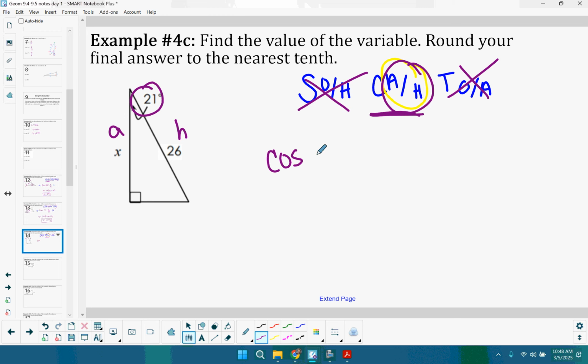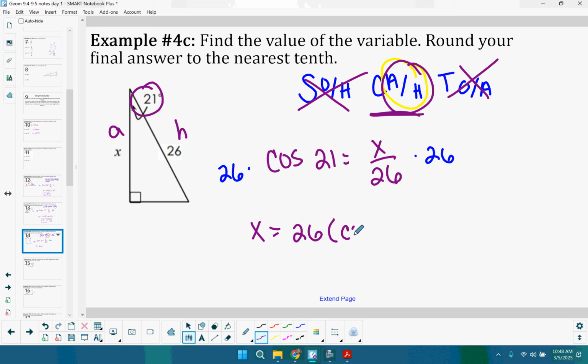Cosine 21 equals A over H, so that's going to be x over 26. We're going to get rid of the divided by 26 by multiplying both sides by 26. So x is equal to 26 times the cosine of 21. And on my calculator, I get 24.27, so that'll be 24.3.